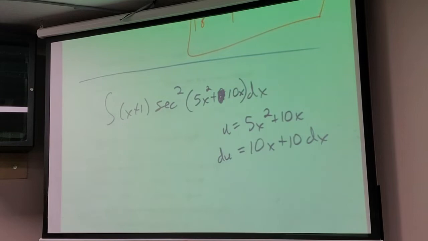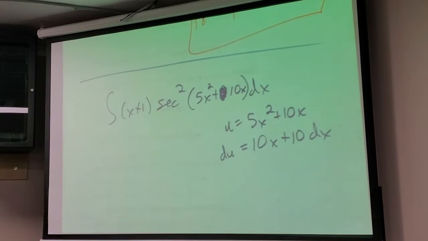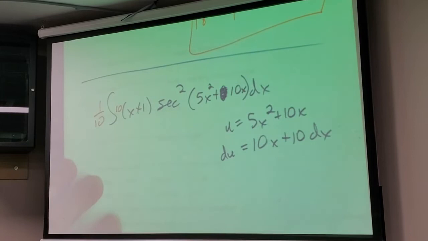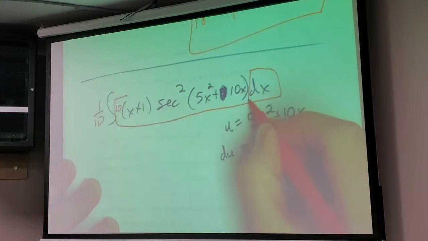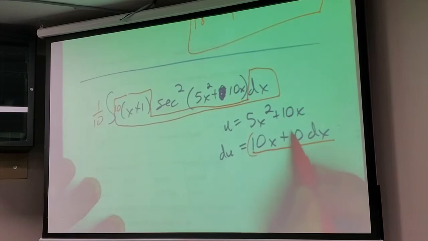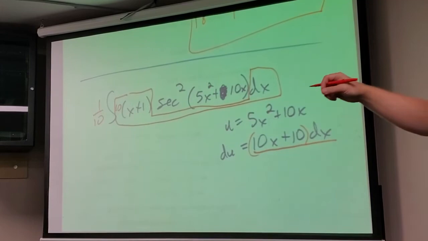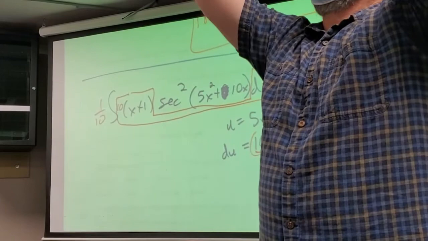So what do I have to do to my integral to make it match everything I need here? Multiply by 10 on the inside. Divide by 10 on the outside. So now watch this. I've got my 10x plus 10 dx. You guys see that? This is what I need. And now that we're developing the substitution method, the whole idea of this substitution method is to take the entire integral, get rid of all the x's, replace them with u's.